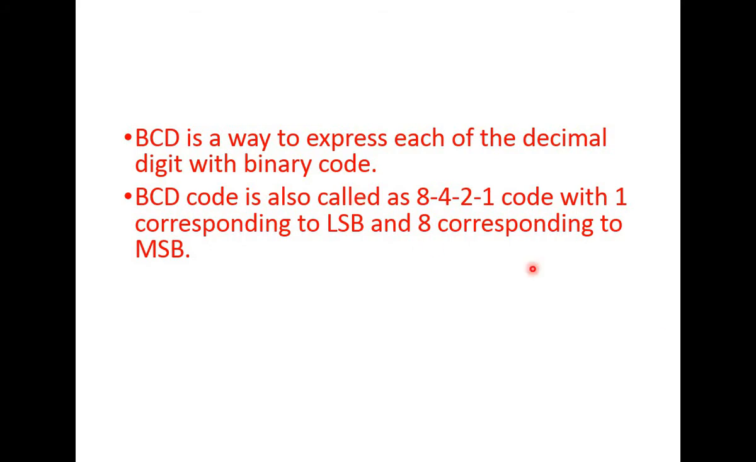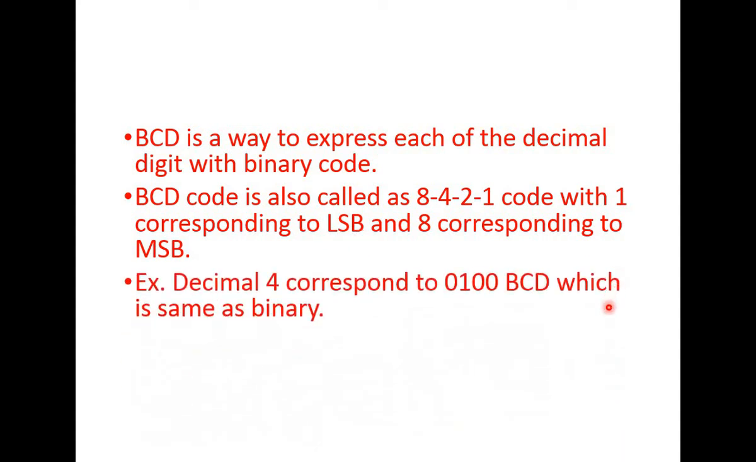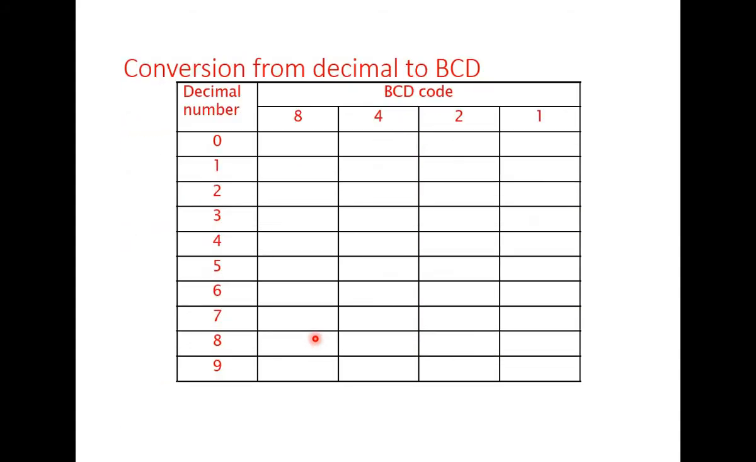BCD code is also called as 8421 code with 1 corresponding to LSB and 8 corresponding to MSB. For example, the decimal number 4 corresponding to BCD code as 0100, which is same as binary number. We take one table, conversion from decimal to BCD.